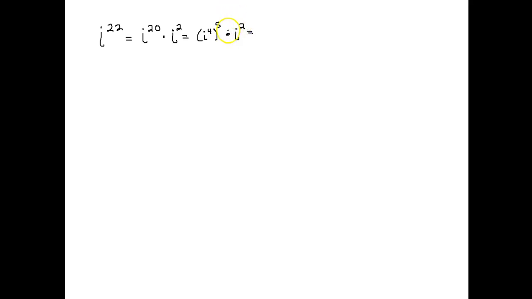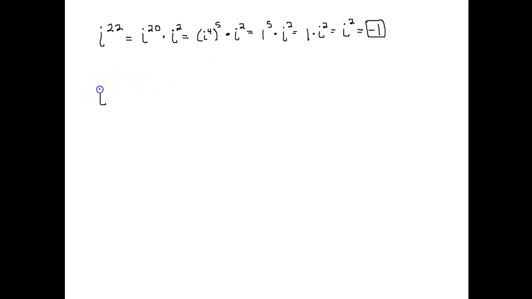And the reason I want to do that is because I know that i to the 4th is really 1. And 1 to a power is just going to give me another 1. So 1 times i squared is i squared. And think about your i wheel with two negatives in the middle: i squared is negative 1. So i to the 22nd breaks down to the same thing that i squared does, negative 1.